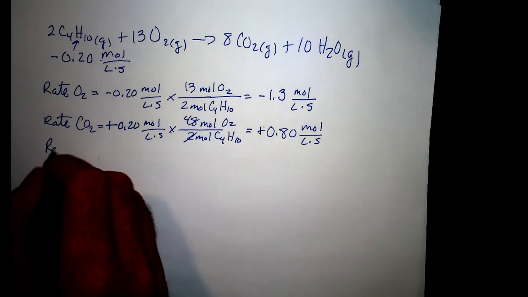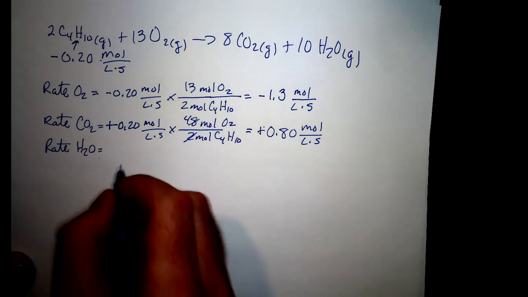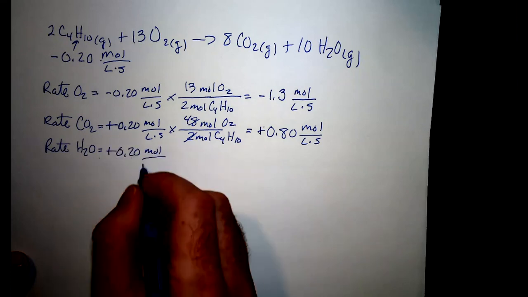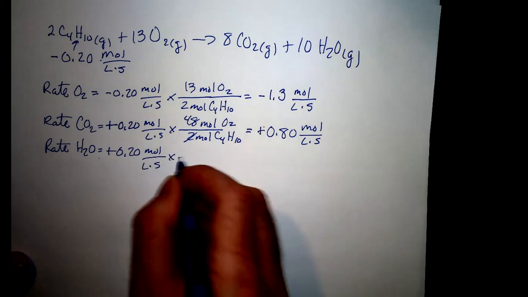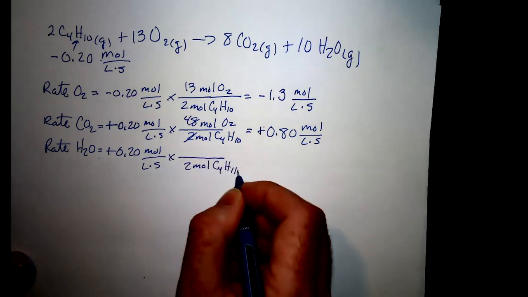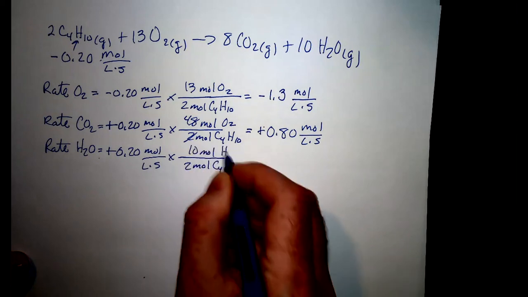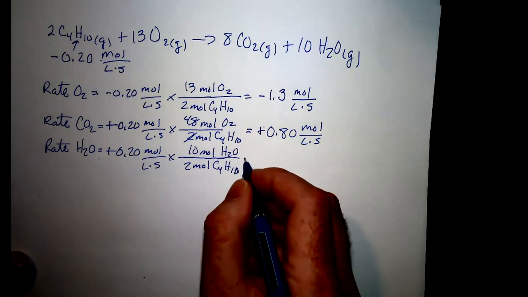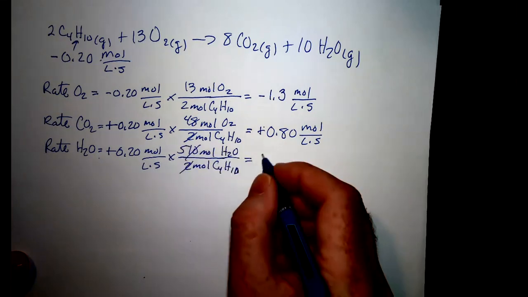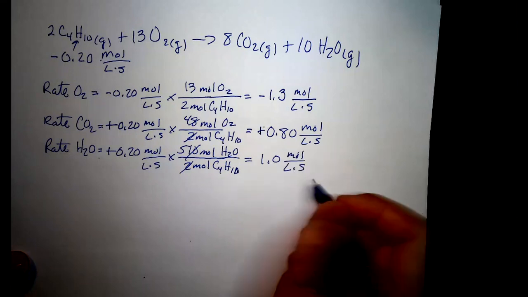So lastly, the rate of the H2O, still positive 0.20 moles per liter per second. We're going to have 2 moles of the butane again to 10 moles of the H2O. Again, we're going to cancel, end up with 5. And so we're going to end up with 1.0 moles per liter per second. And again, positive.